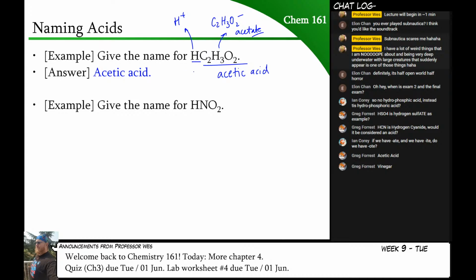All right, what about this one? We can do the same process here. So I have this, and I can go look that up, and this is nitrite. Be careful, nitrite has NO2 with a minus charge. Nitrate is NO3 with a minus charge. So it ends in ite. We're going to get rid of that and replace it with ous acid. There you go.